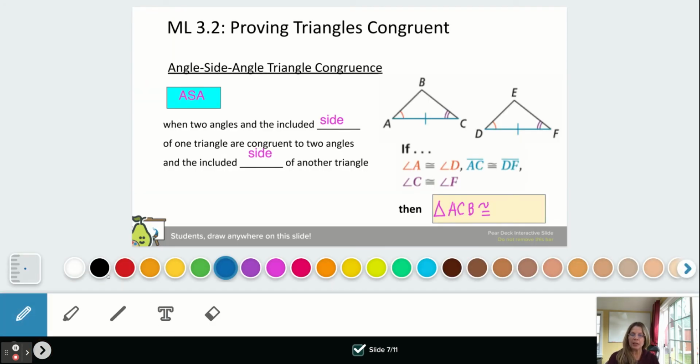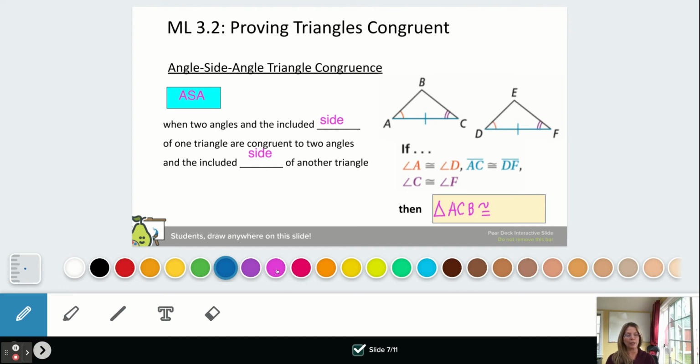All right, there's going to be another congruence theorem that you're going to need to know, and it's the angle-side-angle. When 2 angles and the included side of one triangle are congruent to 2 angles and the included side of another triangle. So notice it goes angle, side, angle. I like to start here and just say what it is that's being noted. An angle, a side, and an angle is congruent to an angle, side, and an angle.